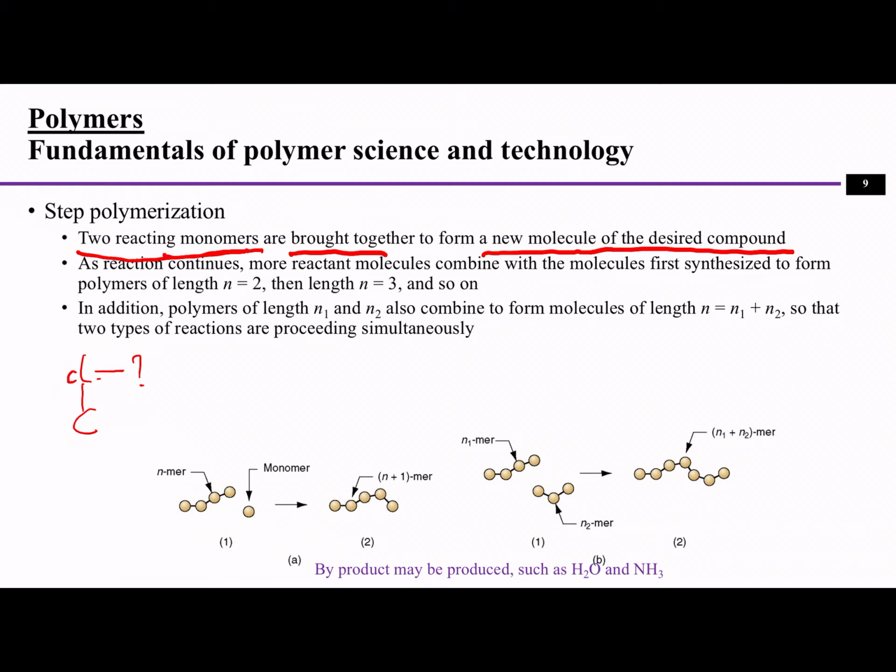Well, how do we calculate the length of those? Usually, if there are N1 mers and N2 mers, when they merge or start to react, they will form N1 plus N2 mers. So this is called step polymerization.